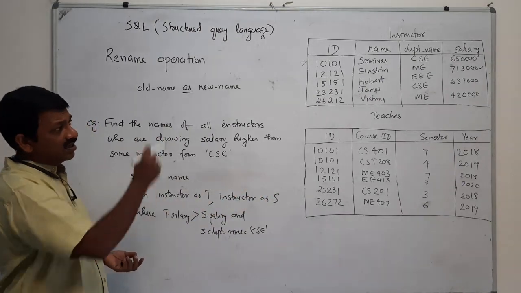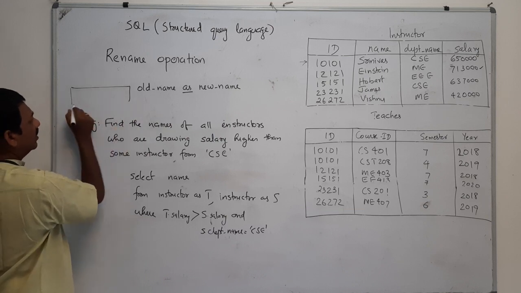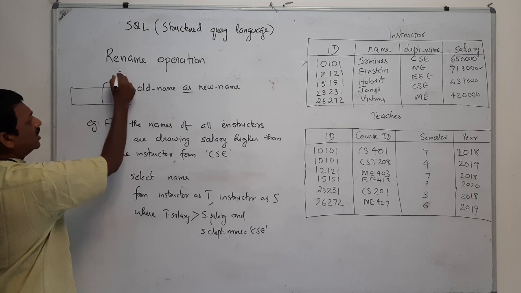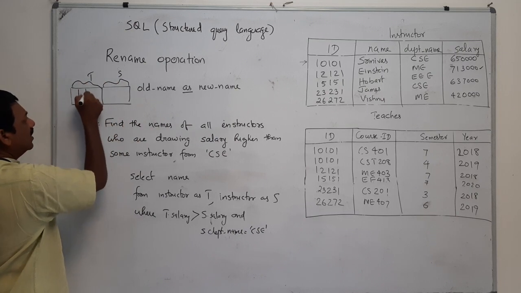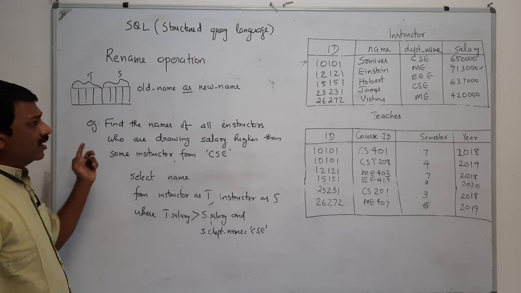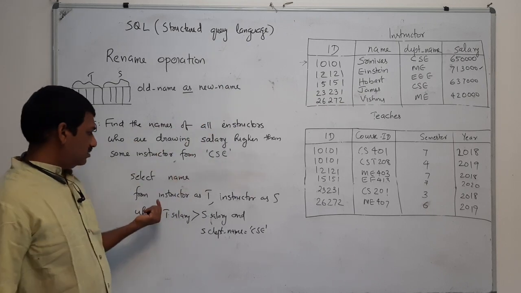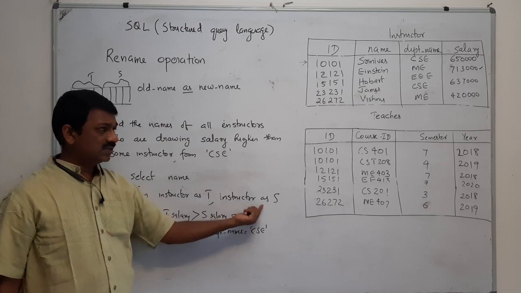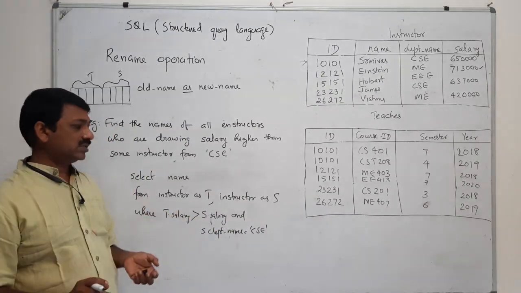When you do this, there will be 8 tuples. This part belongs to S and this belongs to T, so here we have 4 and here also 4. That is the result when taking the cross product of instructor as T and instructor as S, that is, T cross S, which is instructor cross instructor.